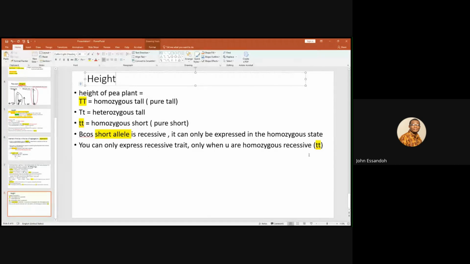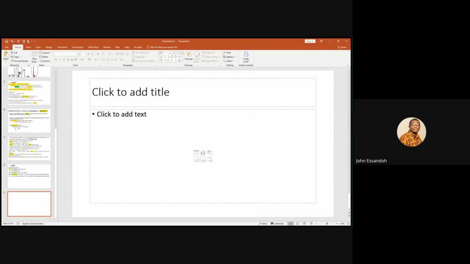So this small t here is homozygous recessive. The only time this particular recessive trait can be expressed is in the homozygous state, because one capital T is enough for the pea plant to be tall. All right, so now that we know all this, let's see what Mendel did. Let's go to Mendel's experiment.